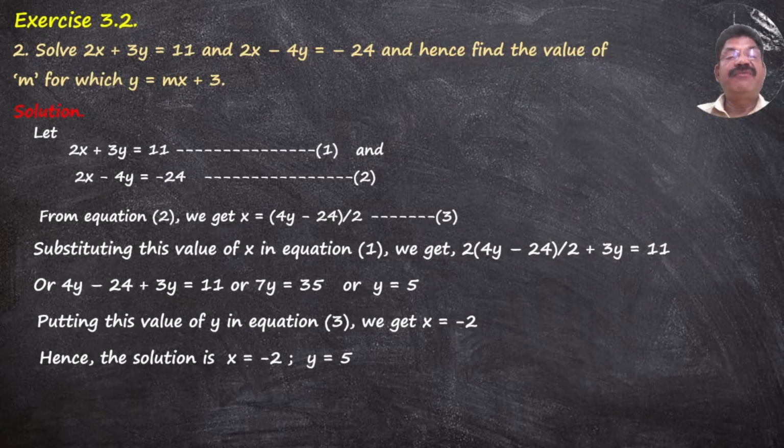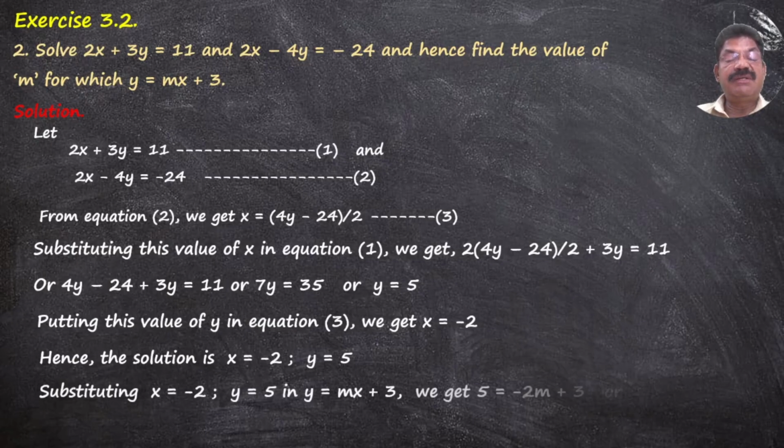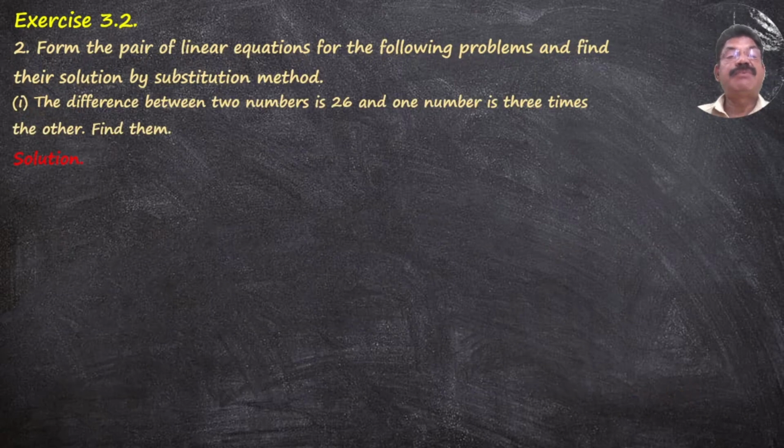Now we have to find the value of m. So you substitute the values of x and y in the equation y is equal to mx plus 3. Therefore, m becomes minus 1 because 5 equal to minus 2m plus 3. Therefore, m is equal to minus 1. Hence the solution. Next problem.